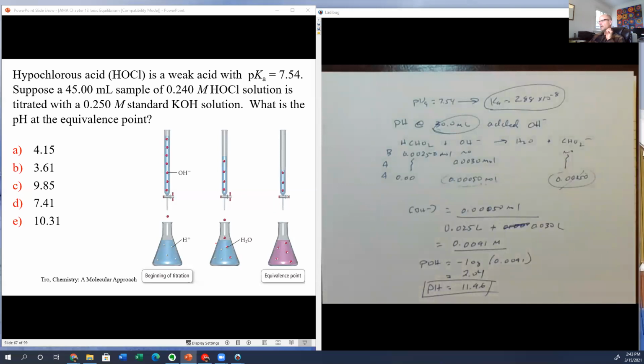I'll give you one hint. In order to do this problem, you have to start by figuring out the volume to the equivalence point. Okay, you have to figure out how much volume it will take to get to the equivalence point.